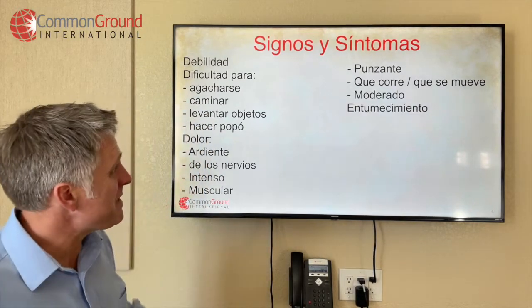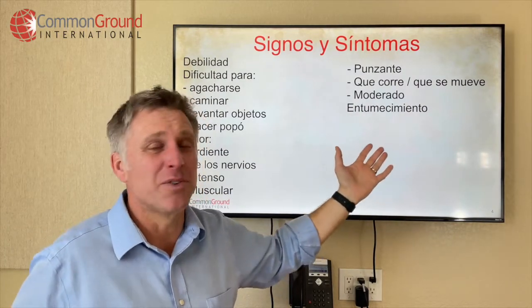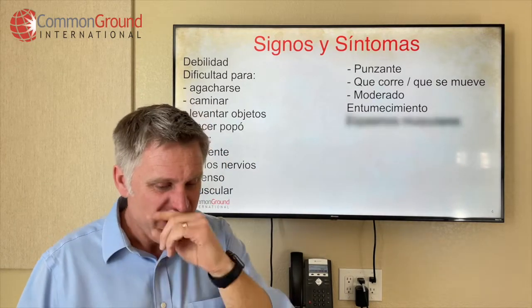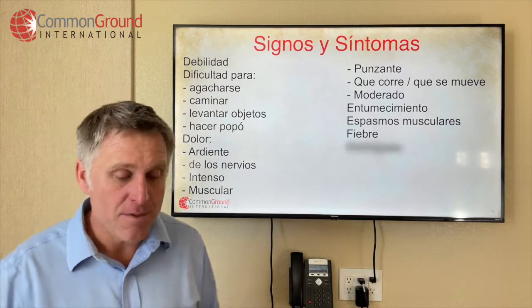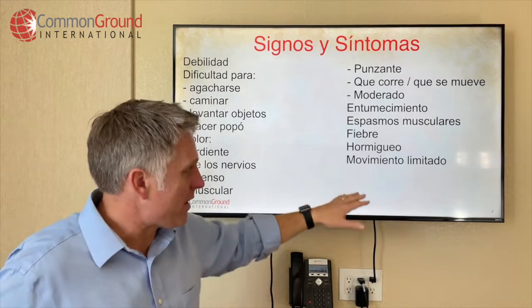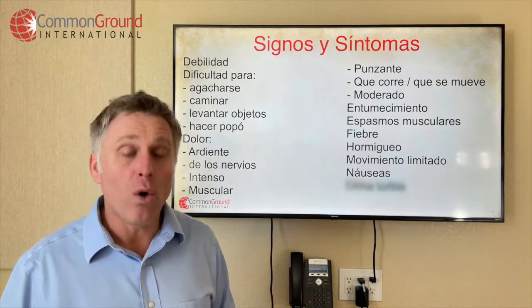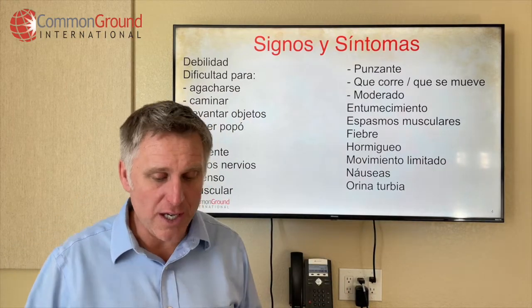All right, entumecimiento, numbness. I'm sorry, it's a really long word. Numbness is actually kind of long too when you write it out. But anyway, entumecimiento is how we say numbness in Spanish. Espasmos musculares, so muscle spasms. Fiebre, fever. Hormigueo, tingling. Movimiento limitado, so like limited movement. Náuseas, nausea. Orina turbia. Turbia is our adjective for cloudy, so orina turbia.